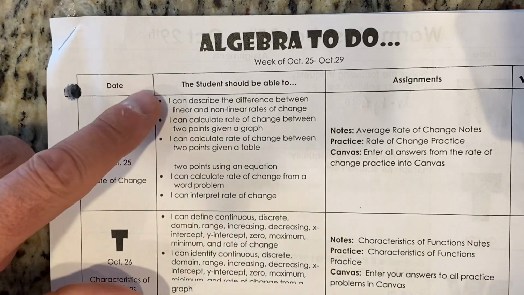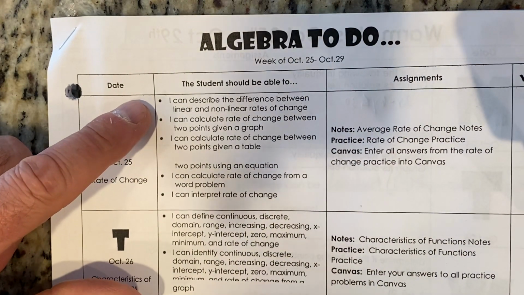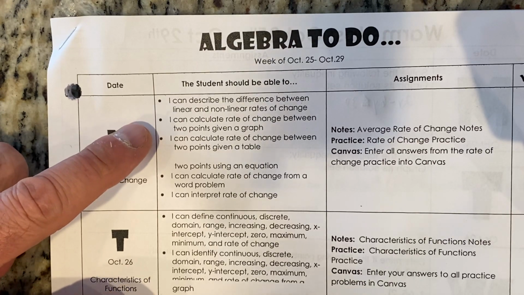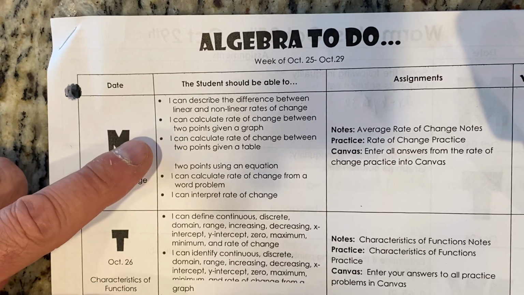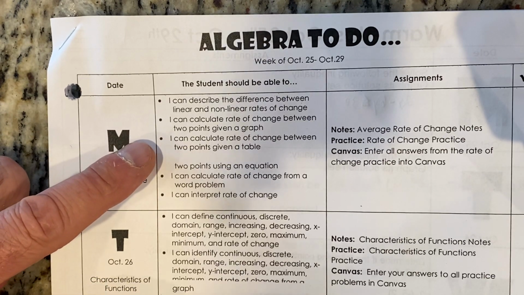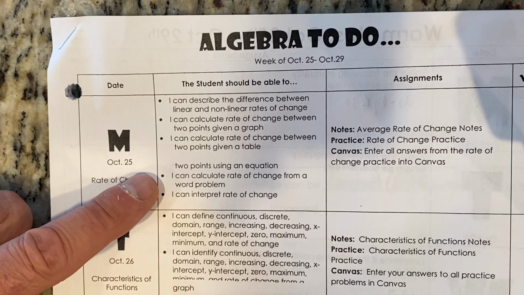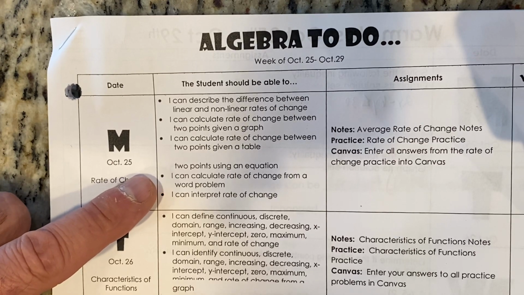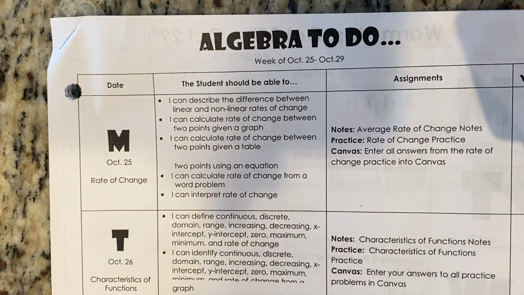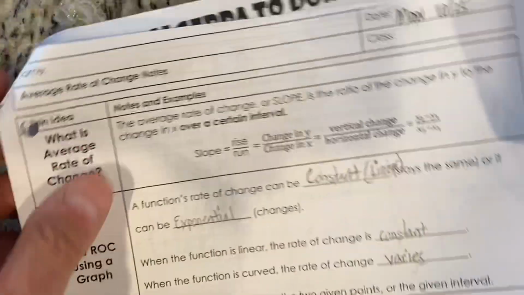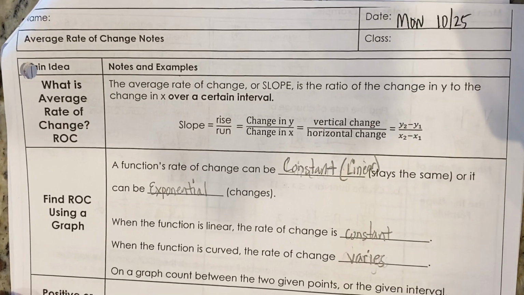And you'll notice it says, after today, you should be able to describe the difference between linear and nonlinear rate of change. You should be able to calculate the rate of change between 2 points when you're given a graph. You should be able to calculate the rate of change between 2 points when you're given a table. You should be able to calculate the rate of change from a word problem and interpret the rate of change, all right? So here is our notes for today.